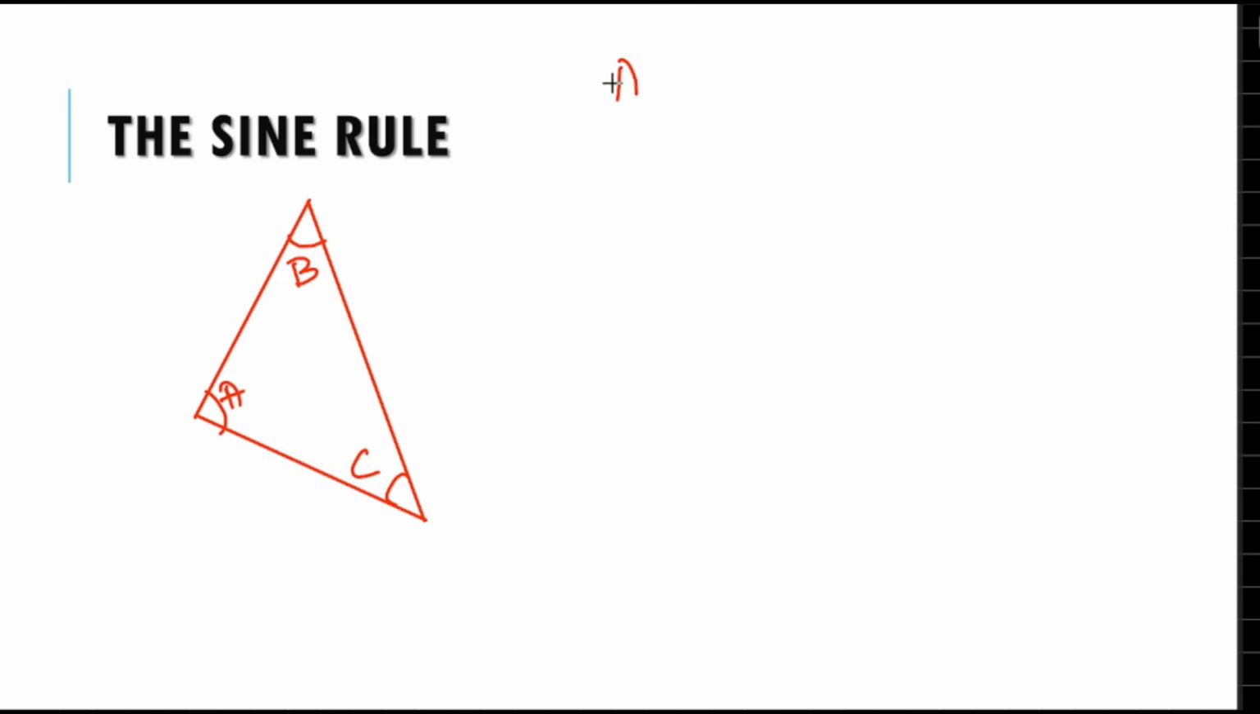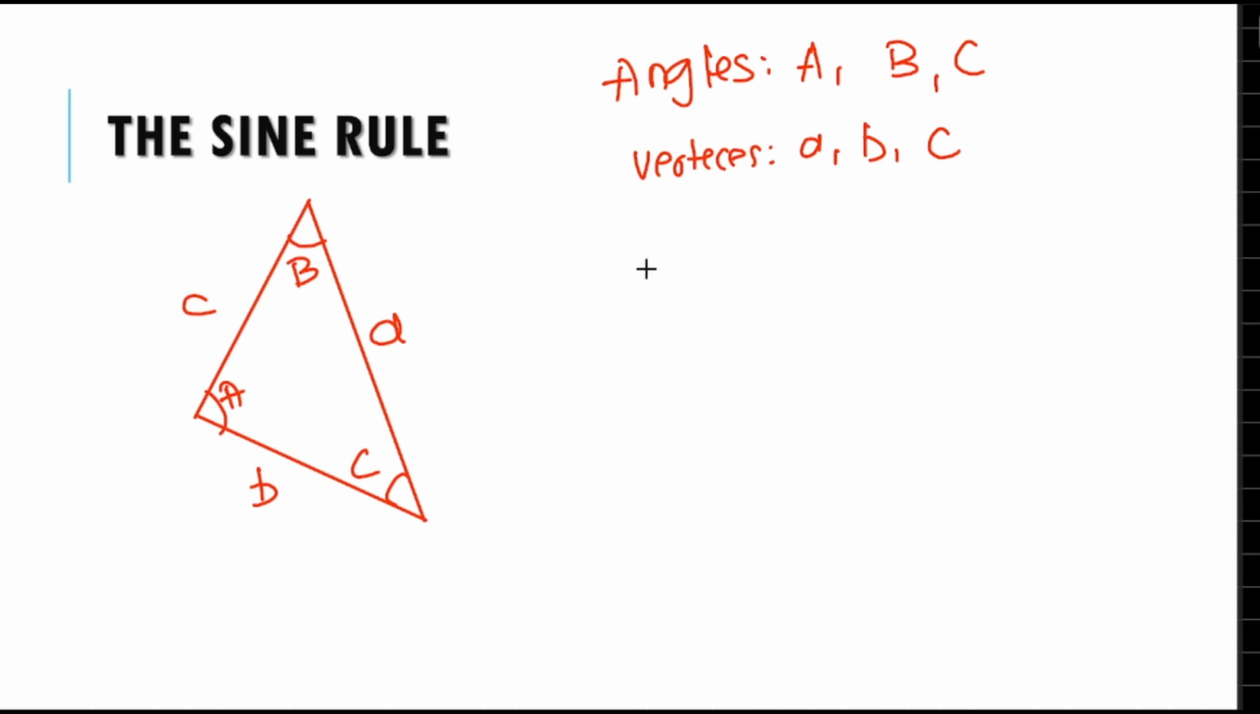The angles are A, B, and C. Then we have the vertices. The side facing angle A is small letter a, the side facing angle B is small letter b, and the side facing angle C is small letter c. So the vertices are A, B, and C respectively. The length of the sides are denoted by a lowercase letter, and it is named after the angle that is opposite the side. So a is opposite to angle A, b is opposite to angle B, and c is opposite to angle C.